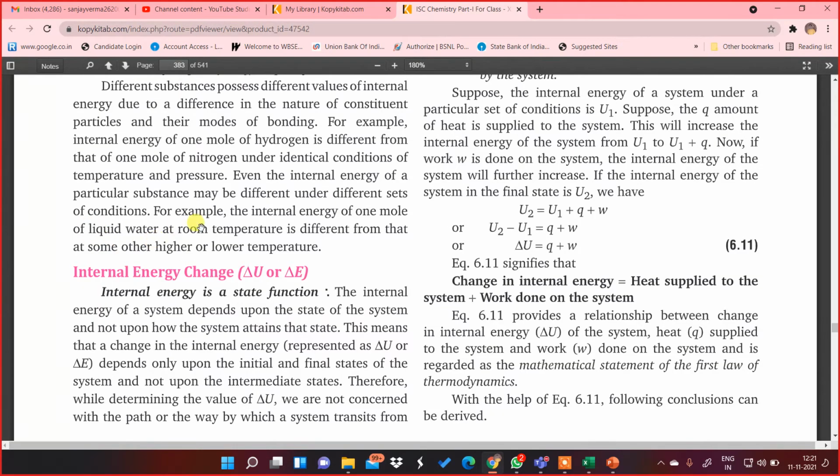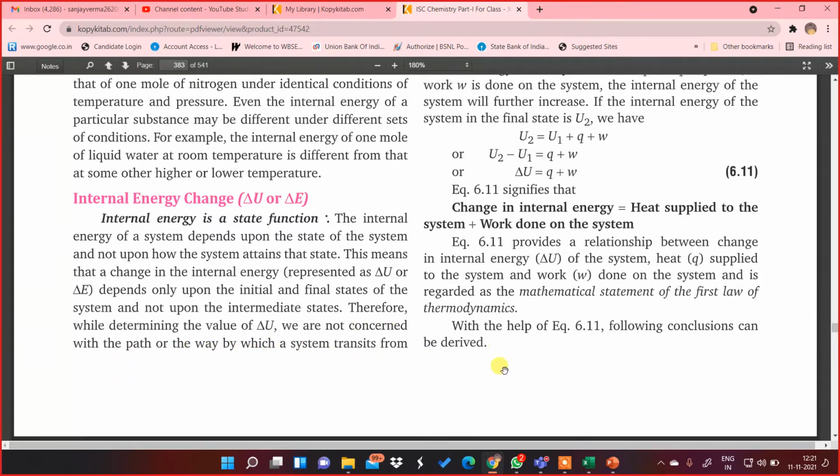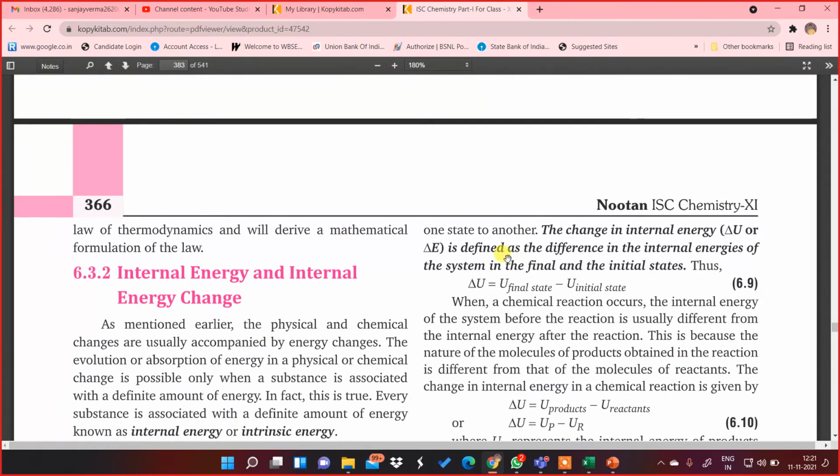Now after that, the more important term over here is internal energy change, or delta U or delta E. Now we know internal energy is a state function. It is not a path function. It does not depend on the path. It depends on the state of the system and not upon how the system attains that state. This means that a change in the energy depends only upon the initial and final states of the system and not upon the intermediate states. Therefore, while determining the value of delta U, we are not concerned with the path or the way by which a system transits from one state to another.